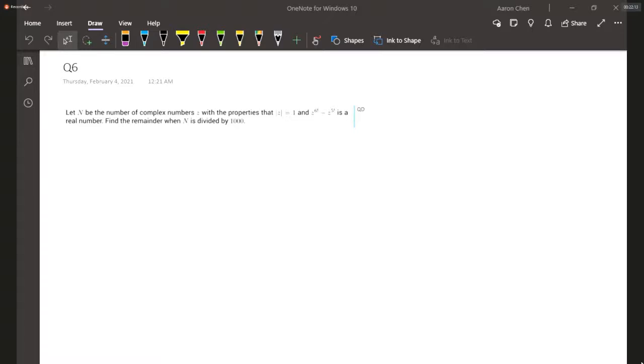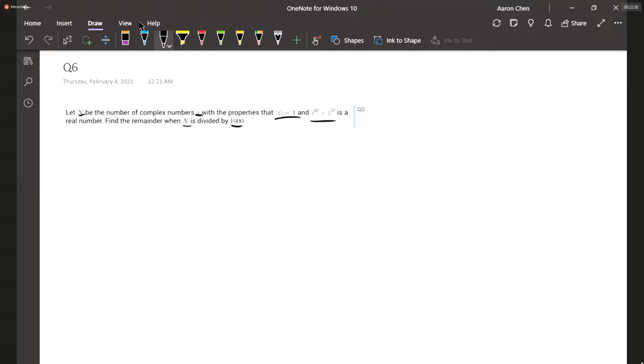Okay, so I'm going to start going over this. Let n be the number of complex numbers z such that the magnitude of z is equal to 1 and z to the 6 factorial minus z to the 5 factorial is real. You want to find the remainder when n is divided by 1000.